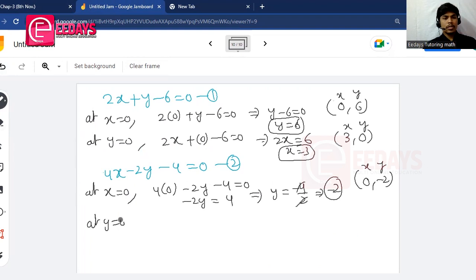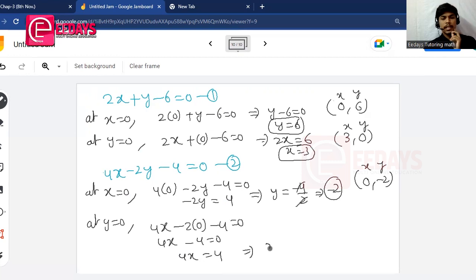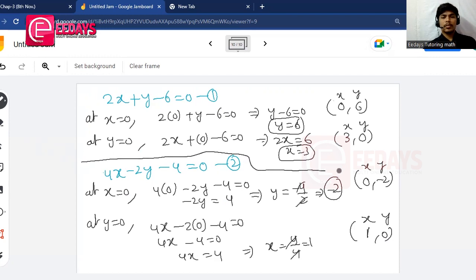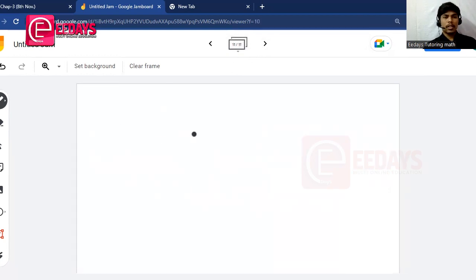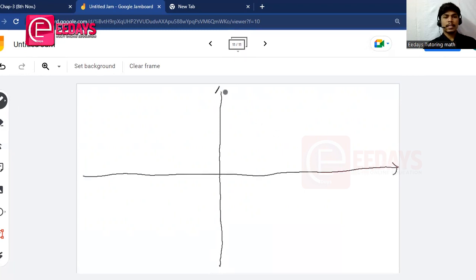Now at y is equal to 0, 4x minus 2 into 0. In the place of y, you just substitute 0. 4x minus 4 is equal to 0, 4x is equal to 4. Obviously, x is equal to 4 by 4, that is 1. So the point x comma y here is 1 comma 0. Okay, we got the 4 points, for the first equation and the second equation. Let's draw the graph. Why? Because we have to show it graphically, because it is consistent.